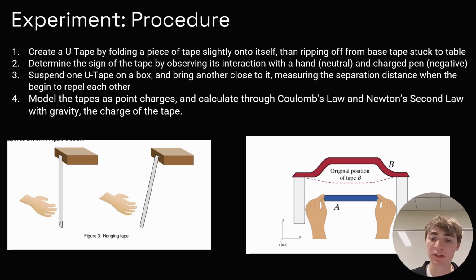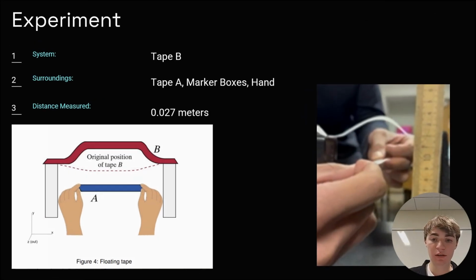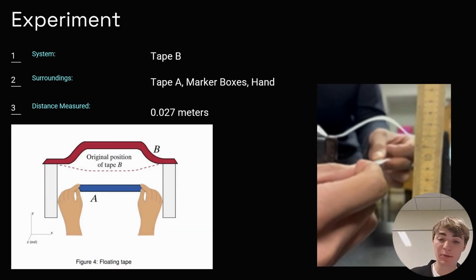And then once we see separation, once you see part one of the tapes moving, we measure that separation distance, and then we model the tape as point charges and calculate through Coulomb's law and Newton's second law of gravity the charge of the tape and the number of excess electrons. Now, the actual lab experiment is shown here on the right, with tape B, the top tape, being the system, and tape A, the marker boxes in the hand, being the surroundings.